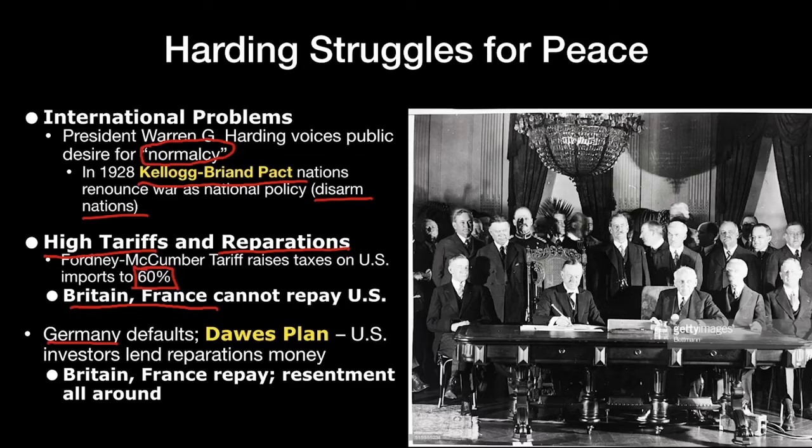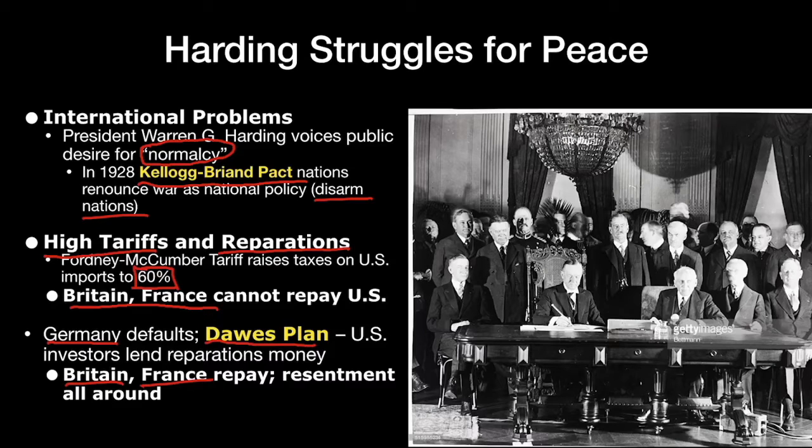So the United States has to figure out, how can everybody be paid off without really harming any of these countries? And so they come up with what's called the Dawes Plan. So essentially what they have is they have U.S. private investors. They lend their reparation money to Great Britain, to France, okay, and also into Germany. So essentially the United States is giving out loans. And eventually, those loans are going to have to be paid back. But for the time being, everybody is kind of getting their payments as they should.